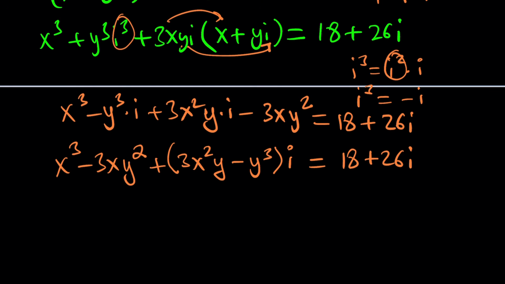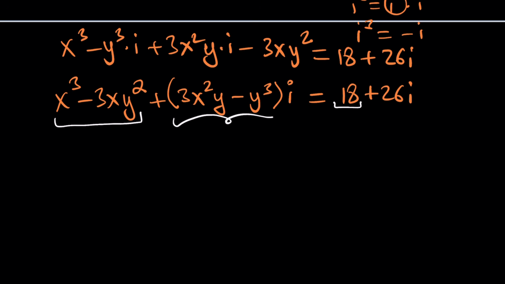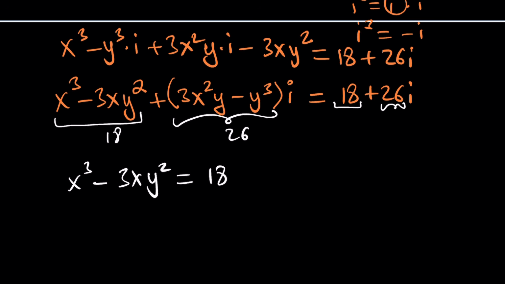So let's now compare the real parts. This is the real part, which is equal to 18, and this is the imaginary part, which is equal to 26. By the way, when I say imaginary part, that does not include i, it's just the coefficient of i. Let's make sure we get that right. Now from here, we get the following system. x cubed minus 3xy squared is equal to 18, and 3x squared y minus y cubed is equal to 26.